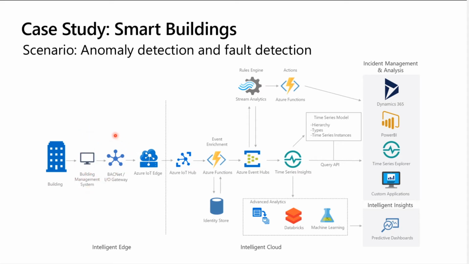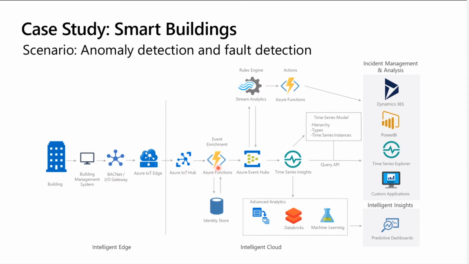We then have a gateway. In this case, it's a BACnet gateway. BACnet is the typical protocol used in facilities management. And this gateway does the translation from BACnet to something we ingest, which is a JSON payload. Again, it goes on top of IoT Edge. IoT Edge sends that up to IoT Hub.